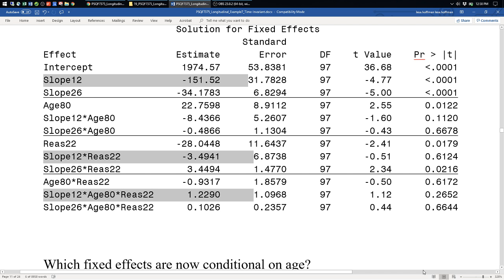Slow it down. Yeah, less so. Yep, less so in older people. Less, more negative. So you guys are getting really good at this.